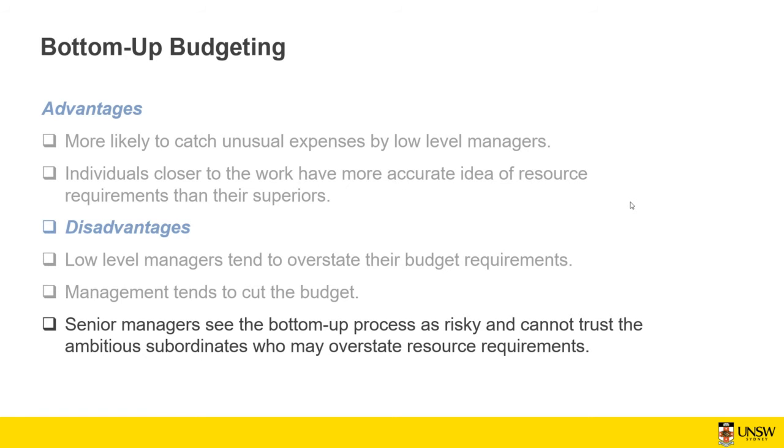Also, senior managers see the bottom-up process as risky and cannot trust the ambitious subordinates who may overstate resource requirements. So at the end, because the senior managers decide on the final budget, using bottom-up budgeting may end up with them not agreeing with the budget. So it means that a lot of time has been spent, but at the end, it doesn't get approval. So it can be another disadvantage.